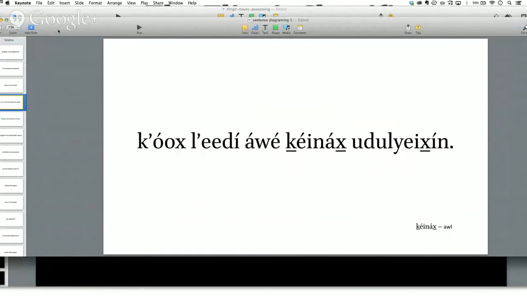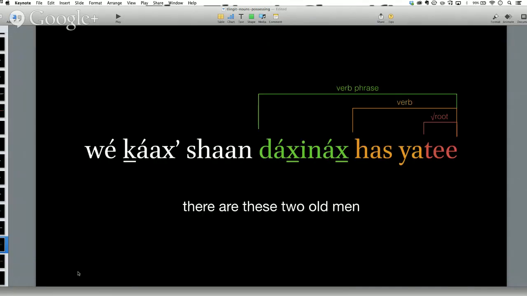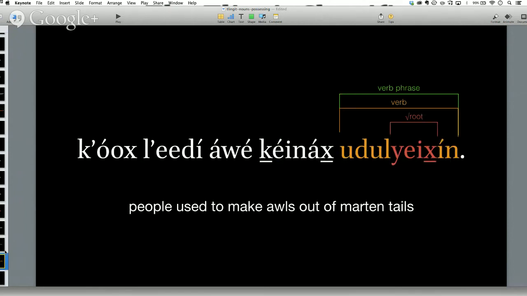Oh, we gotta go. We're almost out of time. So martin tails. Yep. And an awl. Yep. And people used to make them. Yeah. So what's the verb root? Yeah. So this one was really fun. Both this one and the next one, they're both pulled from Elizabeth Nyman. So it's an awesome form of the verb to say it's not happening anymore.